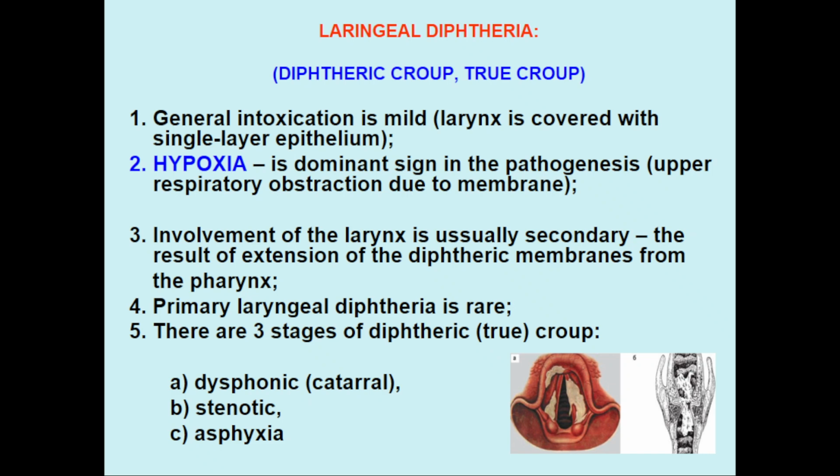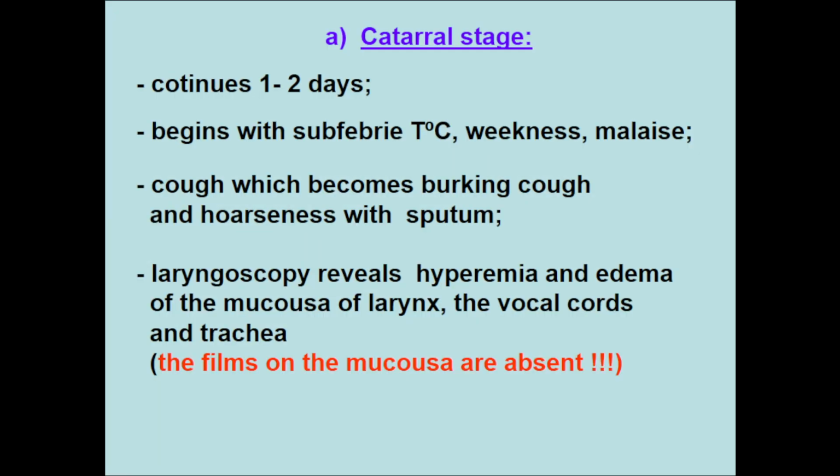There are three stages of diphtheric true croup: dysphonic or catarrhal, stenotic, and asphyxia. The catarrhal stage continues 1 to 2 days, begins with subfebrile temperature, weakness, malaise, cough which becomes barking cough, and hoarseness with sputum. Laryngoscopy reveals hyperemia and edema of the mucosa of the larynx, vocal cords and trachea. At this stage, the films on the mucosa are absent. Yes, catarrhal stage only.